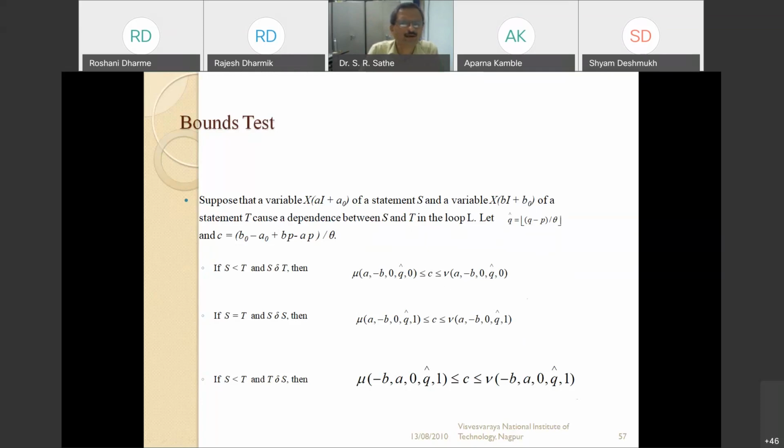Okay, slightly difficult. If s equal to t and s depends on s, then this expression must hold. And if s less than t and s depends on t, then this expression must hold: mu of minus a minus b comma a comma 0 comma q caret comma 1 is less than or equal to c, less than or equal to the upper bound of minus b, a0, q caret.